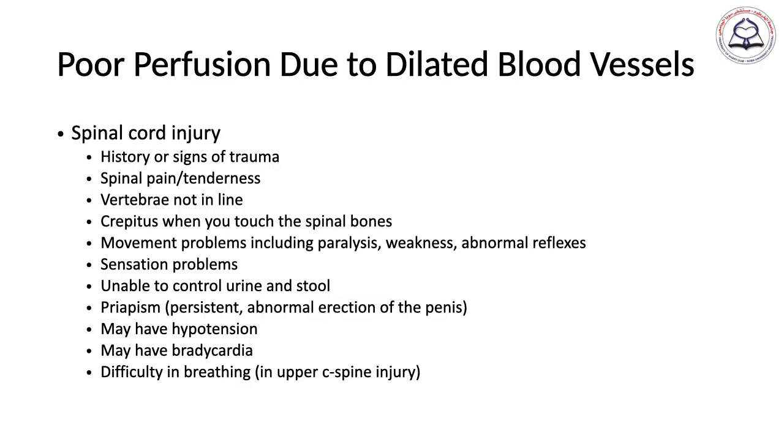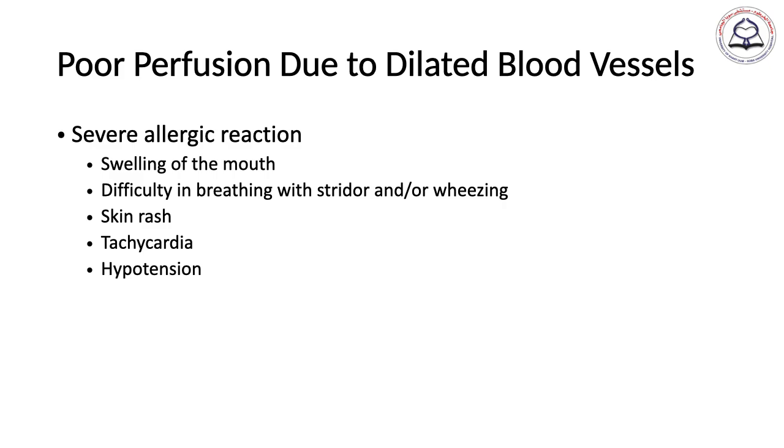Patient will have hypotension, bradycardia, and when there is high cervical injury, they can also have difficulty in breathing due to diaphragmatic paralysis. Poor perfusion due to dilated blood vessels in severe allergic reaction. There will be swelling in the mouth, tongue, and face. Patient can have difficulty in breathing, stridor and wheezes. There will be skin rash and hives, tachycardia, and hypotension.